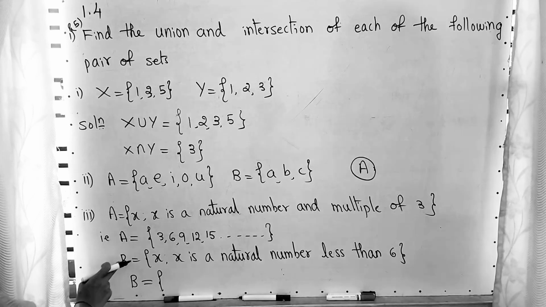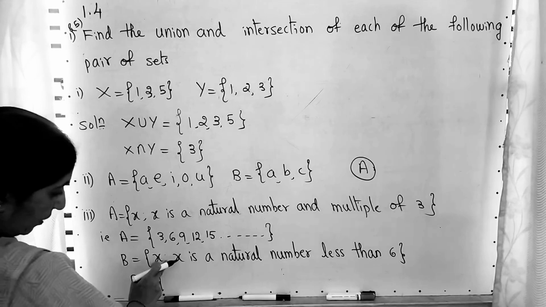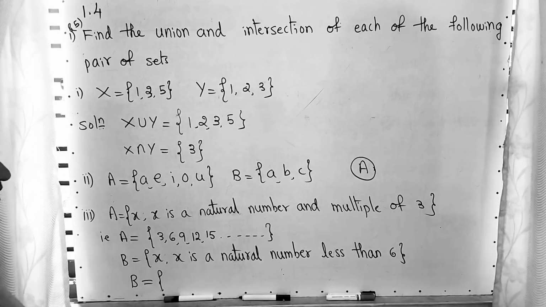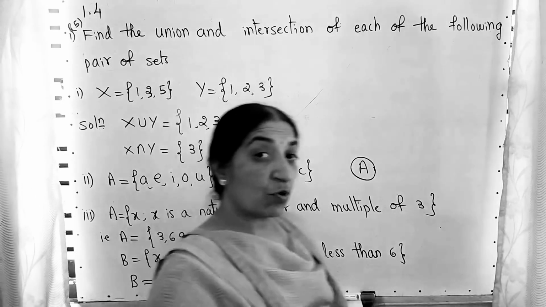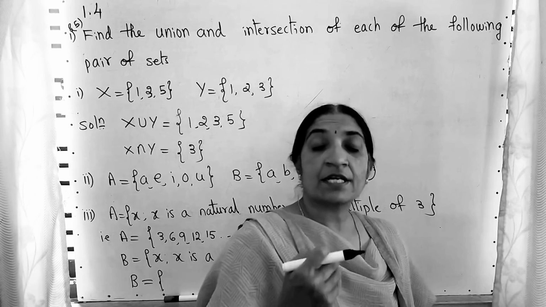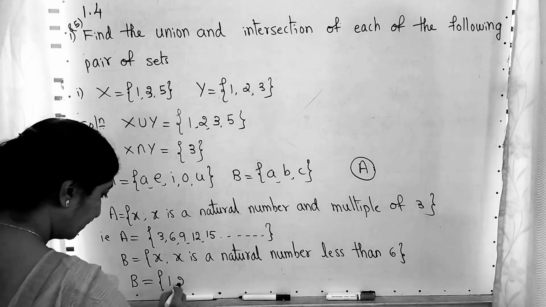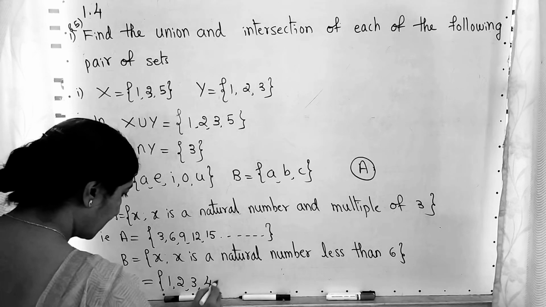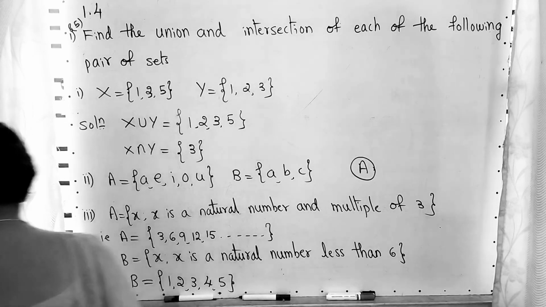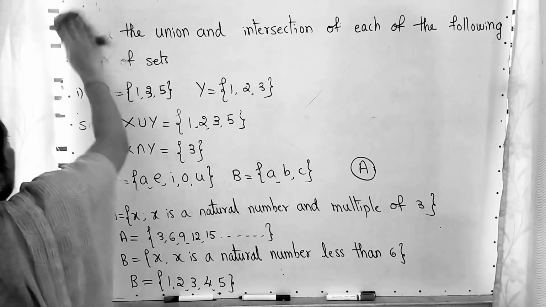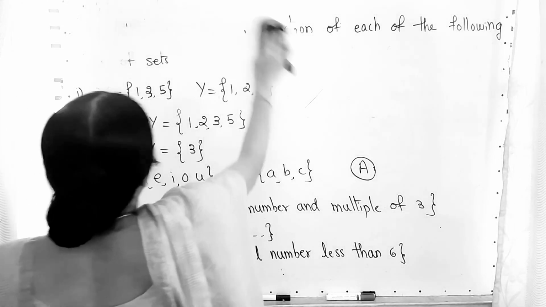See set B. What is set B? It is x such that x is a natural number less than 6. Natural number starts with 1, and we have to write the numbers less than 6. Is it correct? Yes, this is set B. Now you have to write the union and intersection of these two sets.